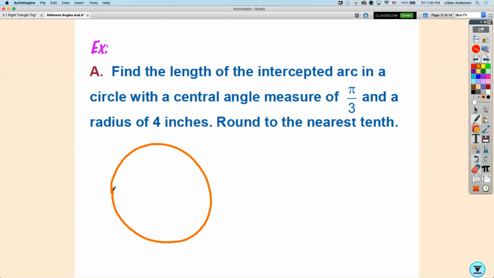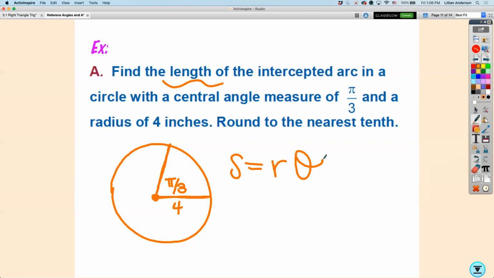That means you have a circle with a radius of 4 and a central angle, where the vertex of the angle is in the center, of pi/3. To find the length of your arc, you need to use the formula S equals R theta. And theta has got to be what? Is it a radian right now? Yes. If it wasn't a radian, what would I have to do? Convert it. Very good.